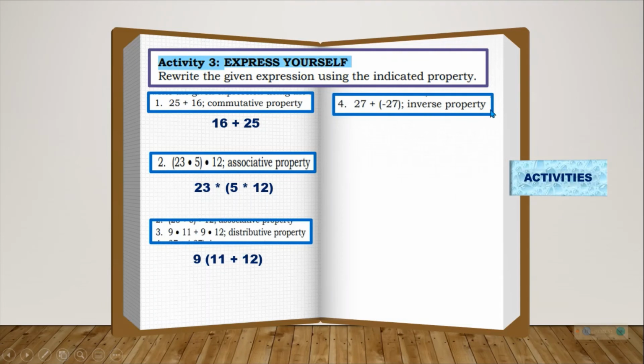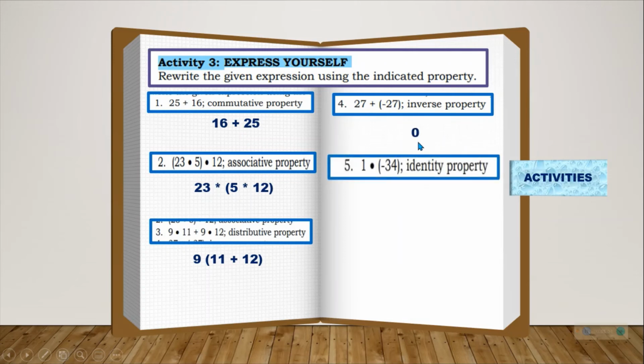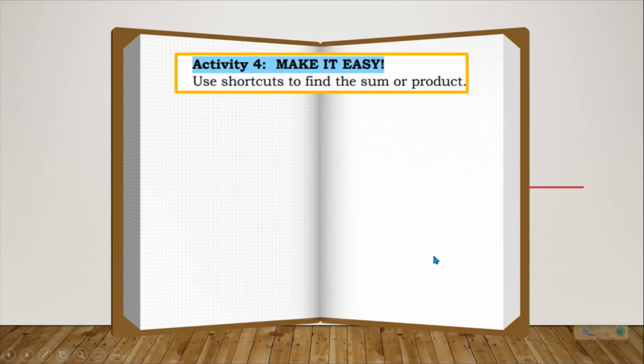This time, inverse property. So, meaning, pag pinag-add natin itong dalawang magka-opposite, pareho ng integers pero opposite sila, isang positive, isang negative, the answer will be 0. Then 5, gagawin natin siyang identity property. So 1 times negative 34, the answer is negative 34.